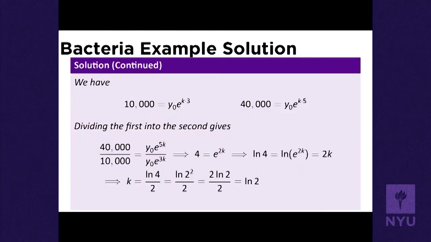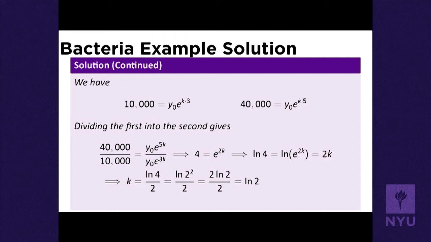One thing you can do is take one of the equations and divide it into the other equation. So if I take the second equation here, 40,000 equals y naught e to the k times 5, divided by the first equation, 10,000 equals y naught e to the k times 3, then it looks like this. 40,000 divided by 10,000 equals y naught e to the 5k divided by y naught e to the 3k. Now the 40,000 and the 10,000 cancel to give me 4. The y naughts cancel completely. e to the 5k divided by e to the 3k is e to the 2k.